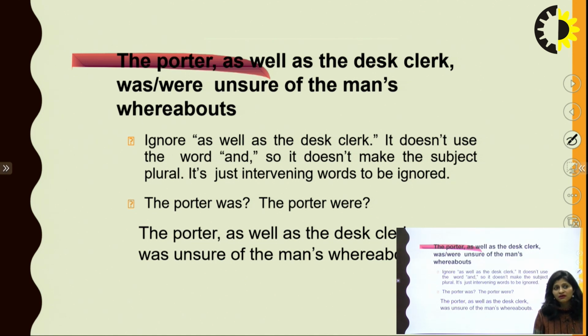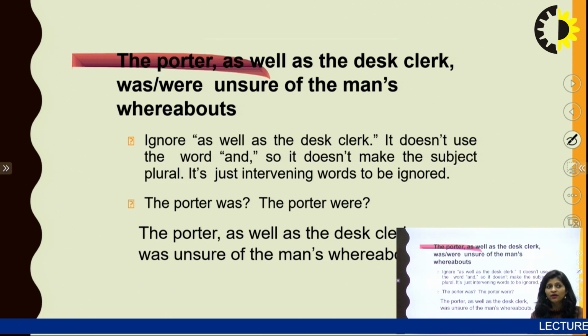So the porter here is obviously only one singular subject. You will consider it as one singular subject when phrases like along with, together with, as well as come after a singular subject. Just ignore them, because we are not using "and" between these two different things. They are actually referring to one. You can understand it like this: the porter as well as the desk clerk. The desk clerk is another subject, but we are not using "and" here, so they are not plural. You need to consider only the first principal subject, that is the porter, before the phrase, right? The porter as well as the desk clerk was unsure of the man's whereabouts.